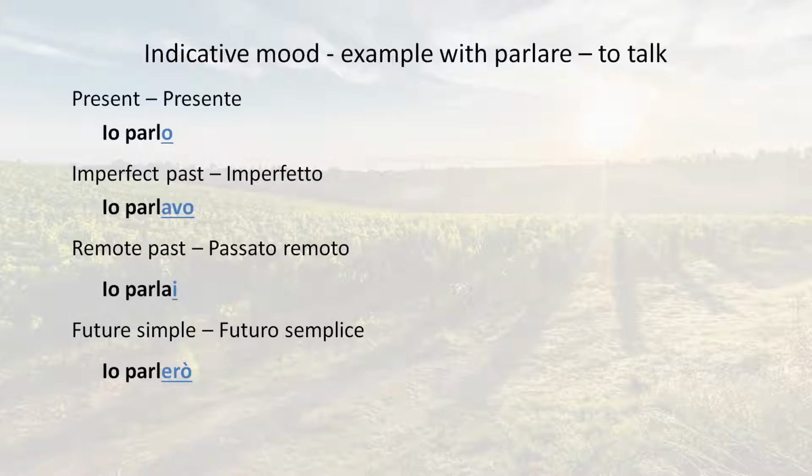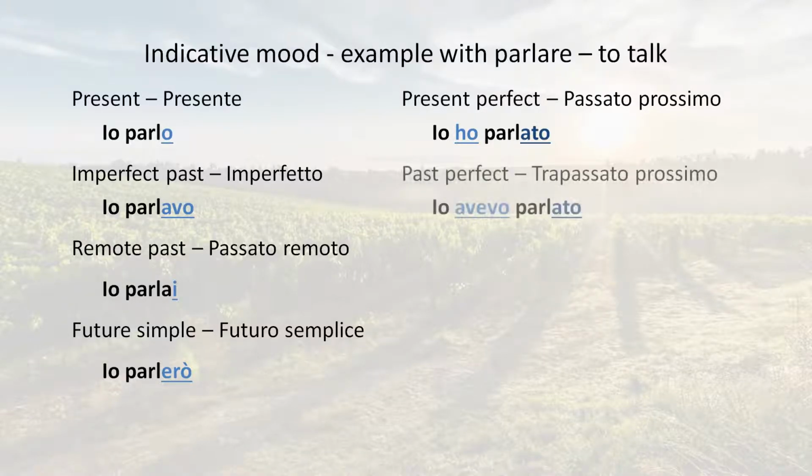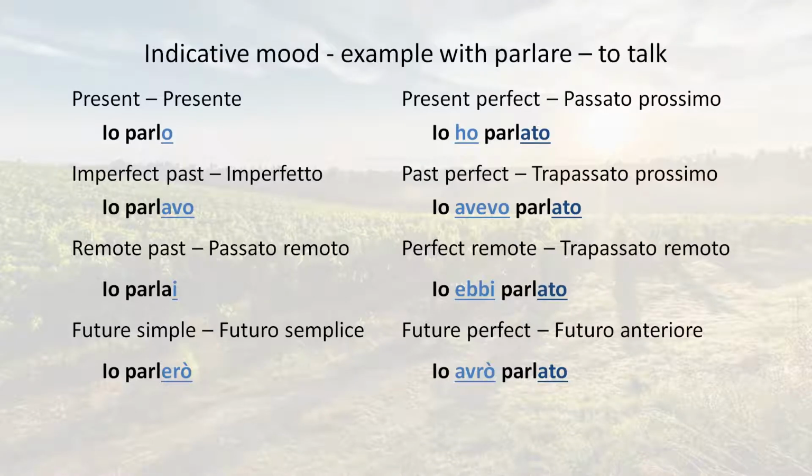Now we have the compound tenses. They use have before them, just like in English. Present perfect. Io ho parlato. I have talked. Past perfect. Io avevo parlato. I had talked. Perfect remote, to specify that an action long ago was complete. Io ebbi parlato. Future perfect, to also specify that a future action is complete.